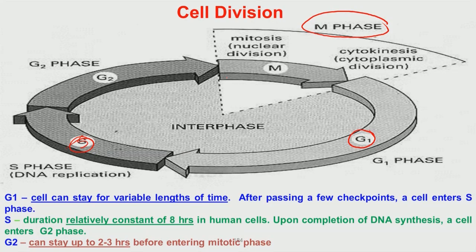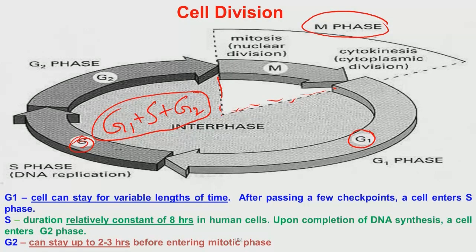So, if you consider a kind of clock, the way it has been shown, the major part of the clock contains the interphase, that is the G1 plus S plus G2 phase. And it is very clear to you that G1 plus S plus G2 is more than 80% of the total cell division cycle time. In the G1 phase, a cell can stay for variable lengths of time, and after passing a few checkpoints the cell enters the S phase. In S phase, human cells typically stay for 8 hours, and G2 phase another 2 to 3 hours. So, S plus G2 is roughly 10 hours.